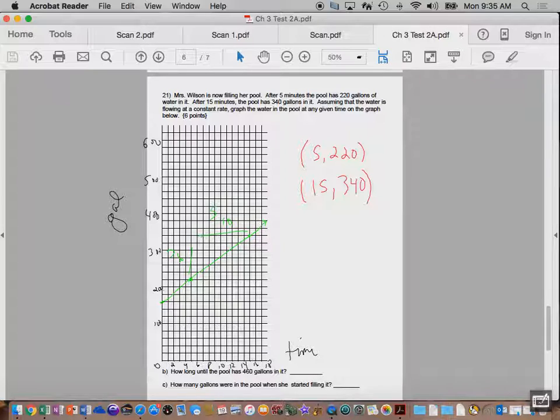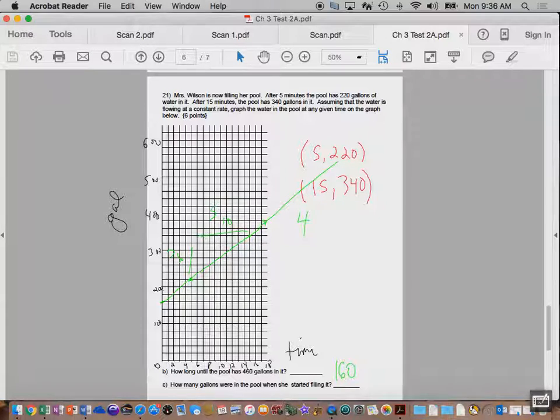What's important about that is it tells me how many gallons are in the pool when I started filling it, namely 160 gallons. And then it says how long till it has 460 gallons in it. The problem with that is it's way off the chart.